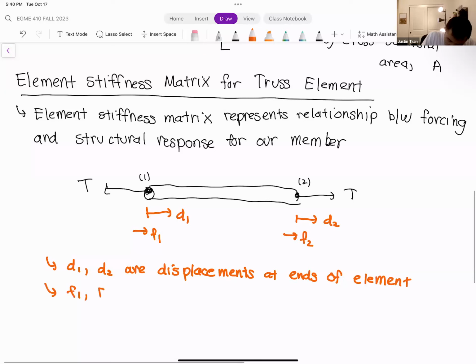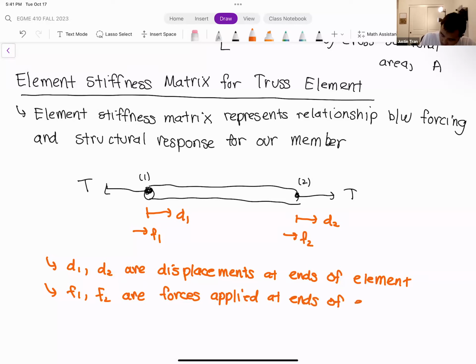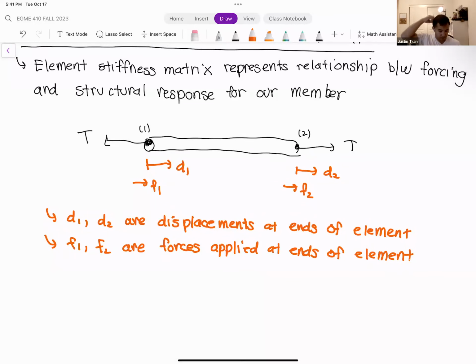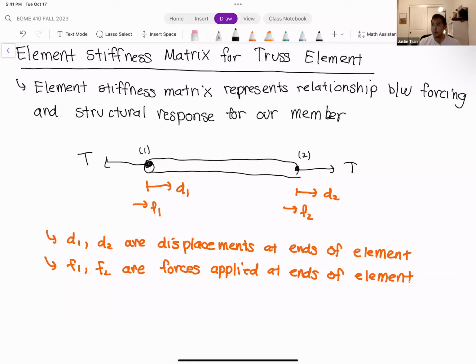And then F1, F2. F1 and F2 are the forces being applied at the ends of the element. So let's see how we can use this framework. The framework provided by D1 and D2, along with the external forces of T on both sides, and see if we can get an element stiffness matrix from this.